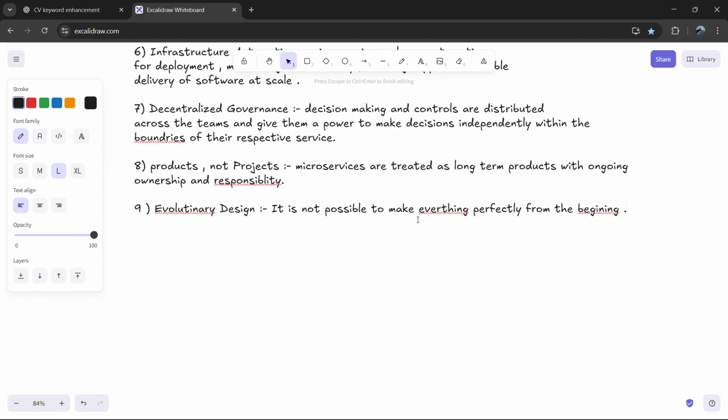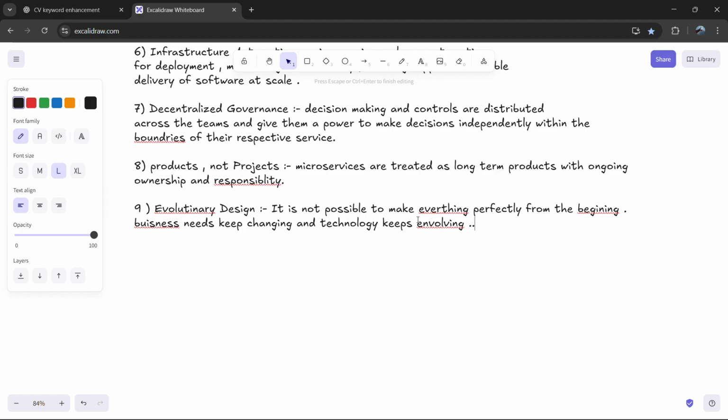Okay, it is not possible. So business needs keep changing, and technology keeps evolving. So that is why the principle of evolutionary design is followed. It means the system should be designed in a way that it can grow, improve, and adapt over time.